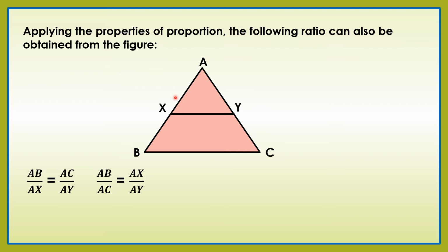Next is AB over AC. So, what we took here is the sides of the big triangle. Now we will take the sides of the small triangle. That is AX over AY. Next is AX over XB. Then its corresponding side on the other side, AY over YC. Next is AX over AY. That is the side of the small triangle.